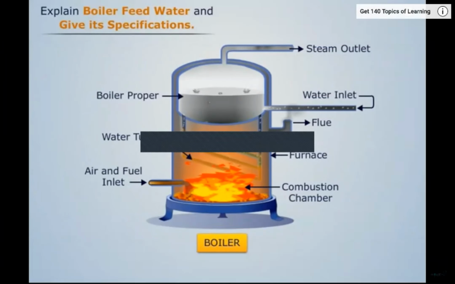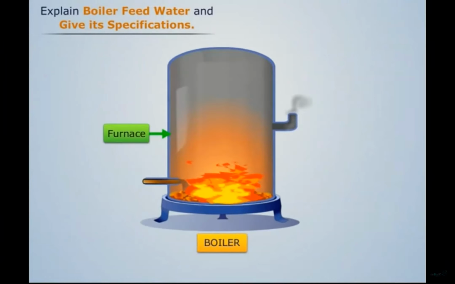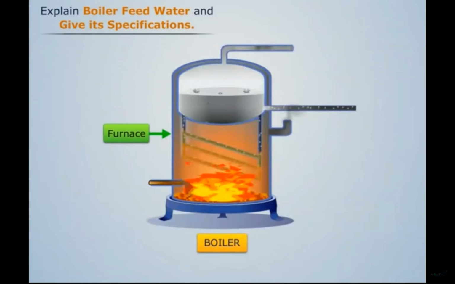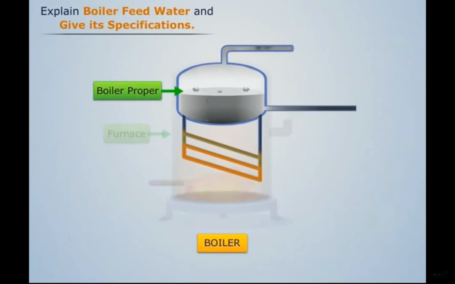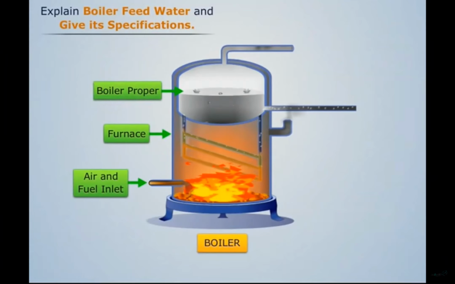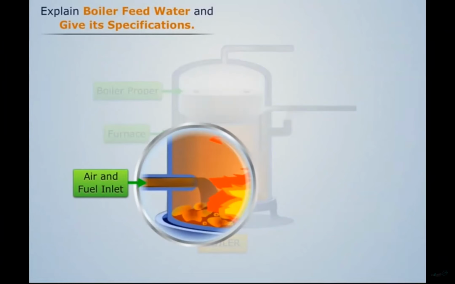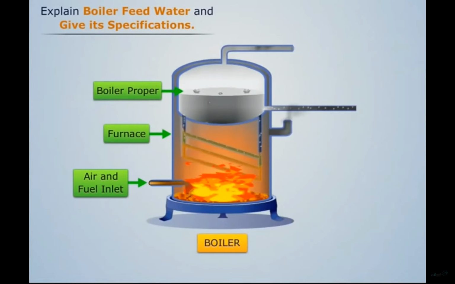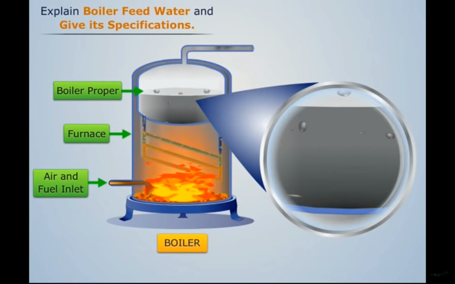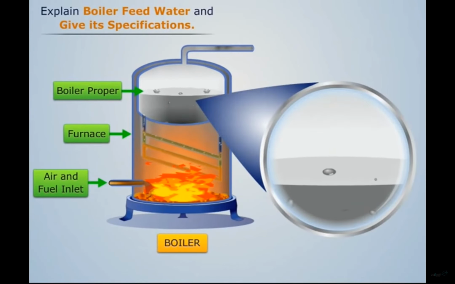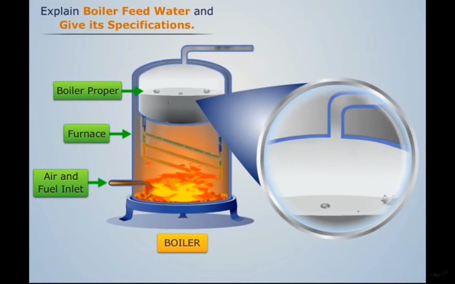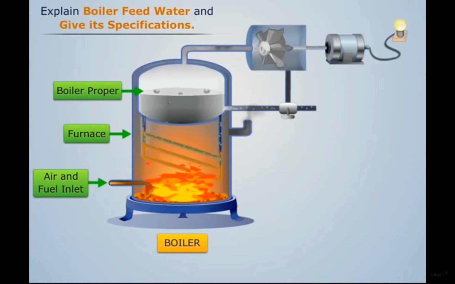It consists of two main parts, furnace and boiler proper. Furnace provides heat by burning the fuel. And boiler proper is a device where water changes into steam due to heat. This steam or hot fluid is then recirculated out of the boiler to be used in various processes in heating applications. The water which is fed into the boiler is called the boiler feed water.